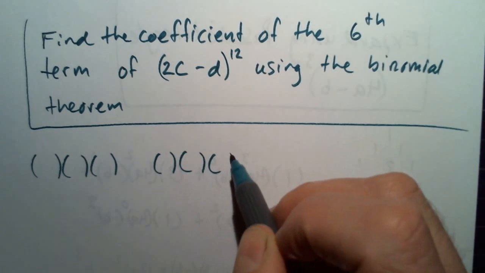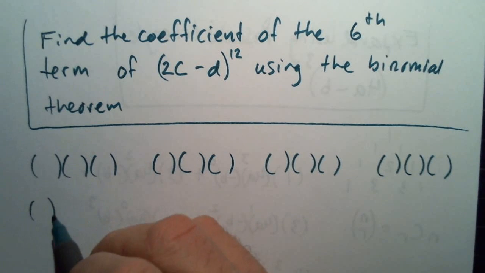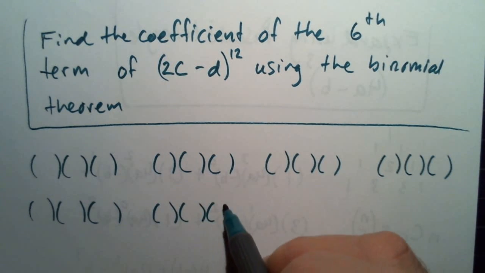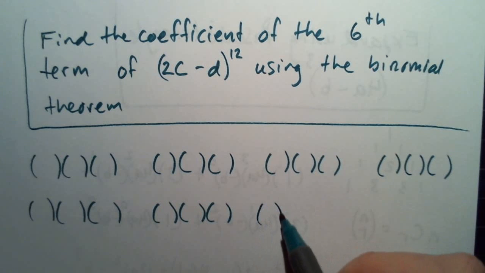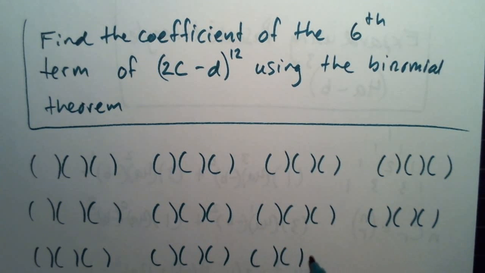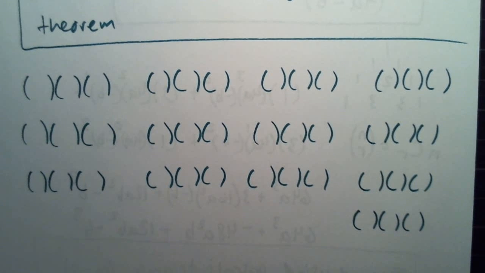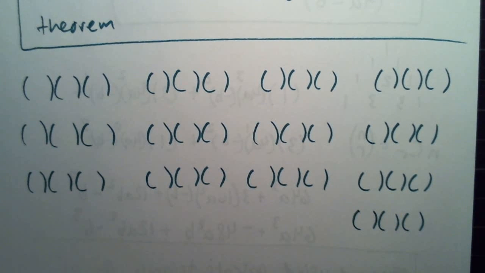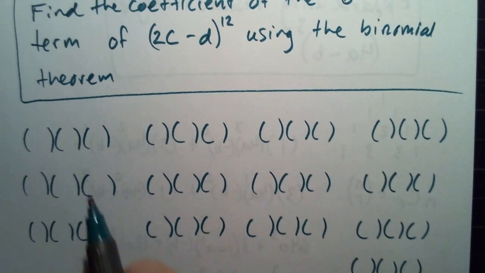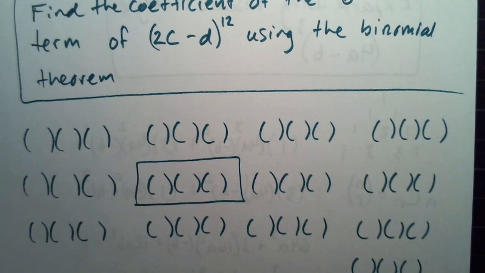1, 2, 3, 4, 5, 6. It goes on. 7, 8, 9, 10, 11, 12, 13. So if we were doing the whole polynomial, we would have to do all that work, but all we have to do is find the sixth term. 1, 2, 3, 4, 5, 6. We know we're dealing with that. That's the only one that we need.